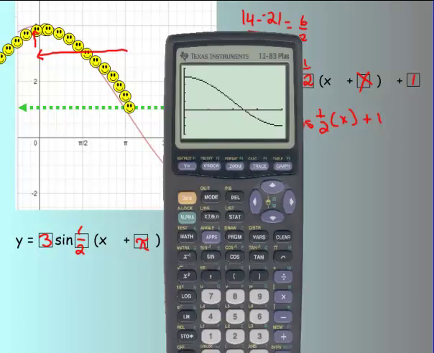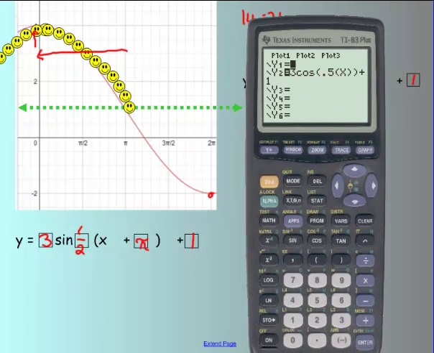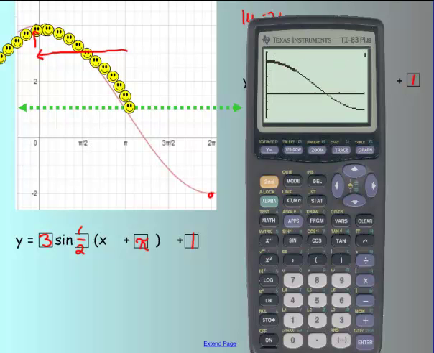Okay, let's see. Come over here. Let's make that 3 sine 0.5 parentheses x plus pi in those parentheses plus 1. And again, let's make it dark so we can see if it draws. And come on. Yes, it drew right on top of it.